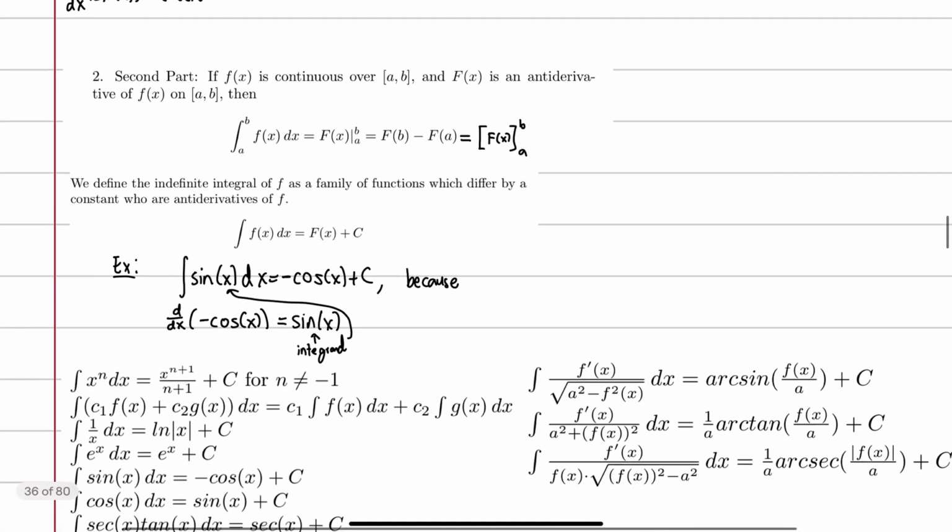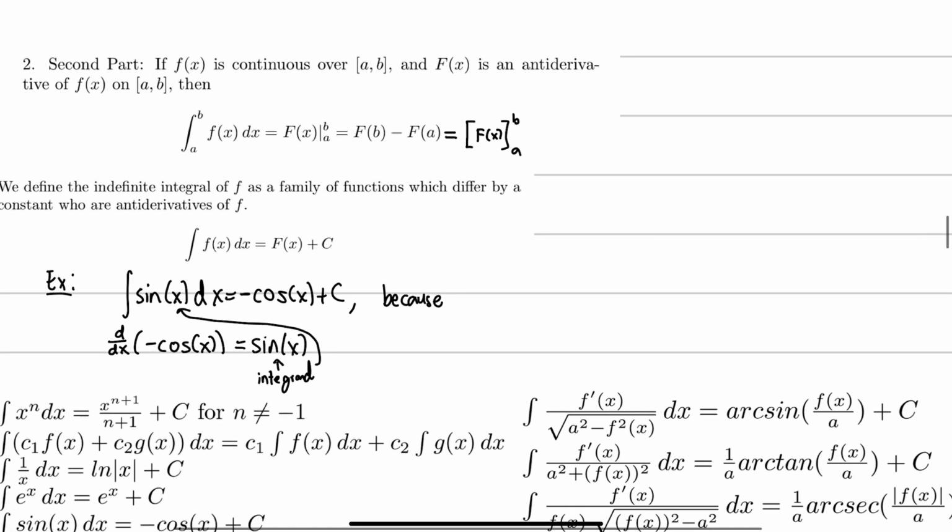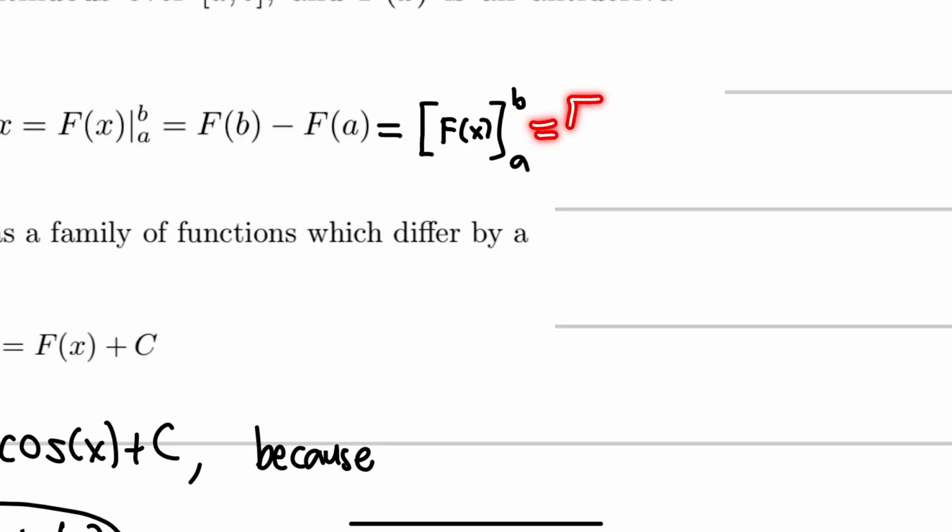And we'll finally tie it all together with the second part of the fundamental theorem of calculus, which allows us now to compute the definite integral with ease. The integral from a to b of f of x is capital F of x evaluated at b minus capital F of x evaluated at a, or capital F of b minus capital F of a. Now, capital F is, of course, an antiderivative. Another way you might see it is like this.